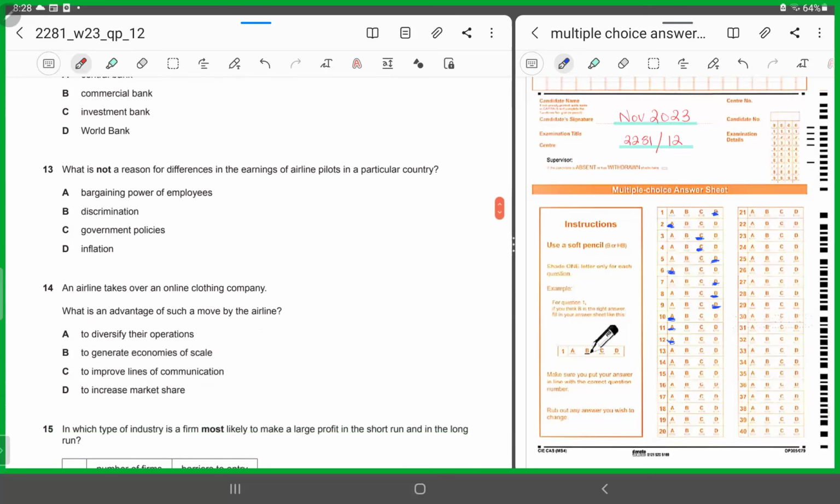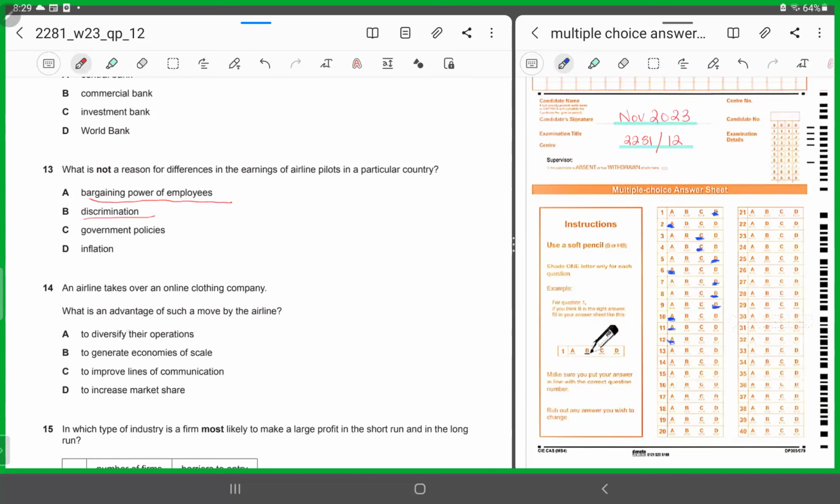What is not a reason for differences in the earnings of airline pilots in a particular country? Now, differences in earnings can be because of discrimination, government policies, inflation, bargaining power of employees. Bargaining power of employees, yes, it can be a reason because in some situations, because of the trade unions, they tend to put a lot of pressure on their employers. Discrimination, yes, gender discrimination could be there.